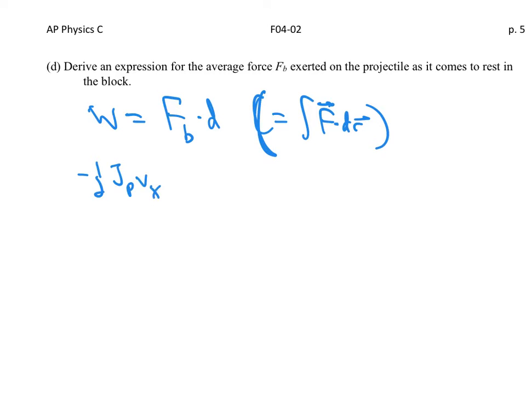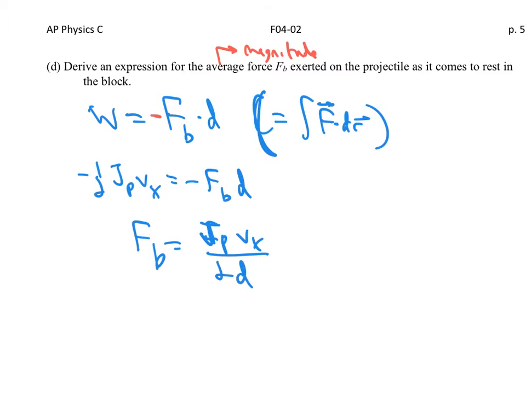Jp times Vx is, and really I'm going to put a minus sign here and I'm going to find the magnitude. They weren't clear about that, but in general they do want that. So we'll have minus FB times D, or FB is Jp Vx over 2D.